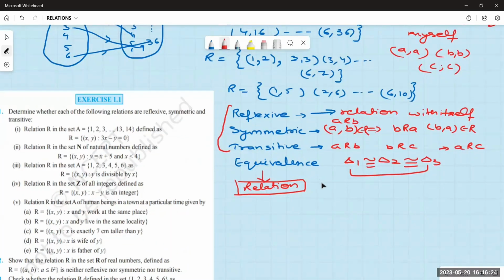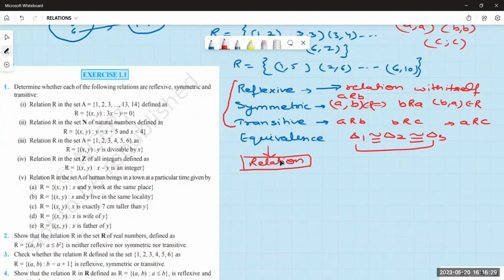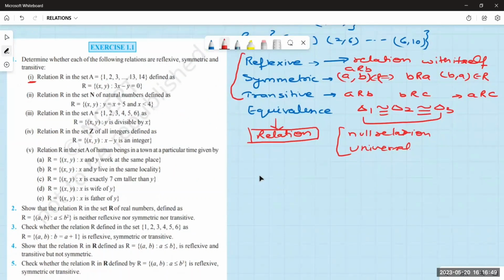What is reflexive? What is symmetric? What is transitive? Now, if you check the first question, okay, there is one null relation. Null relation means there is no element in the set. And universal relation, if all the elements are there. Okay, these two are there. Now if you check the first question, this is the NCERT I have taken. First question, if you see, what is A given? 1, 2, 3, 4, 5, 6 up to 14. Right? What is the R relation given?